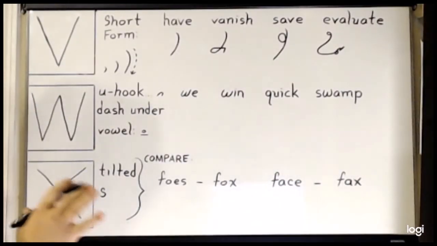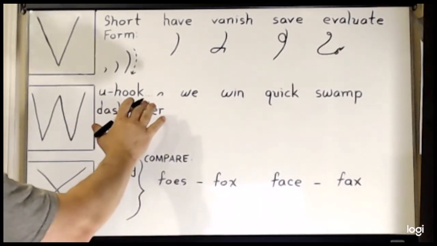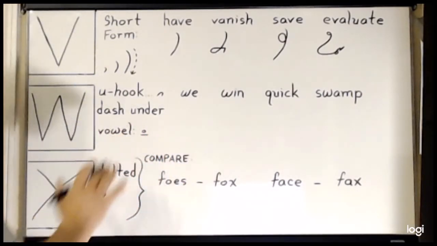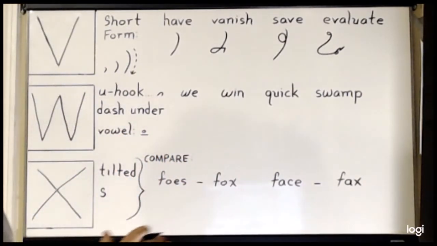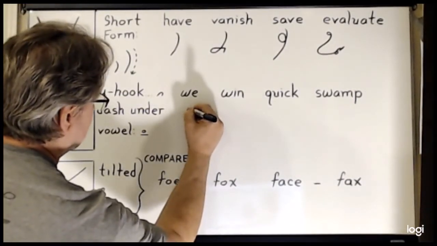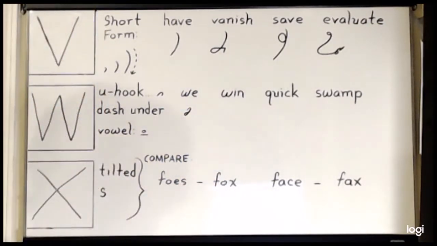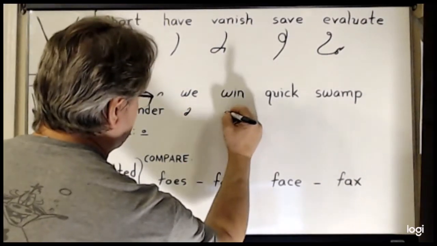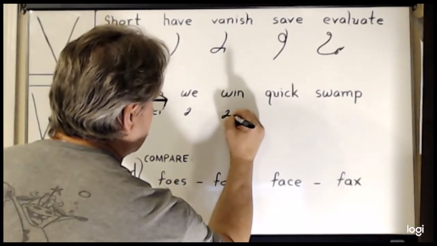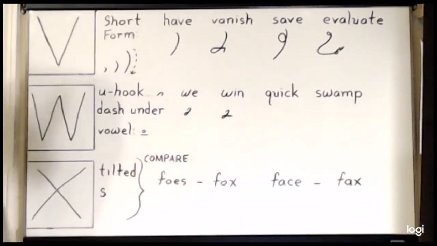Now the letter and sound W is represented by the U hook in certain words, and in other words, a dash underneath the vowel. So for we, it's just the U hook, so we'll just write the U hook and then E. For the word when is the U hook for W, the I, and the N. Remember, the short I can be represented by this E as well.